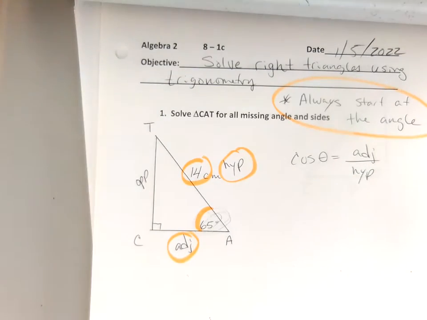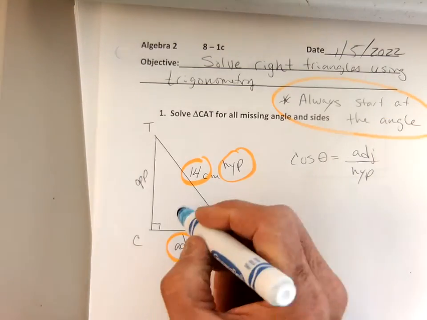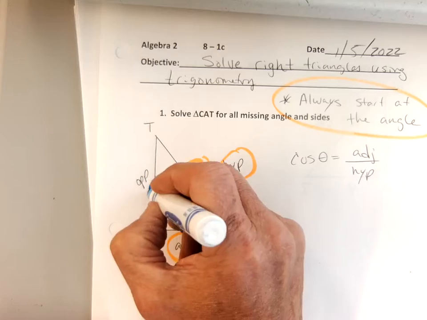Some kids will ask me, Mr. Davies, how do you know which number goes where? Well, the formula tells you. The adjacent goes on top, right? So we'll put little t there, we'll put our 14 there. Does that make sense? We're going to call this little t because it's opposite. So this is side T, this is side A, okay?